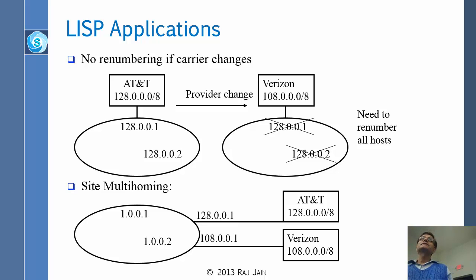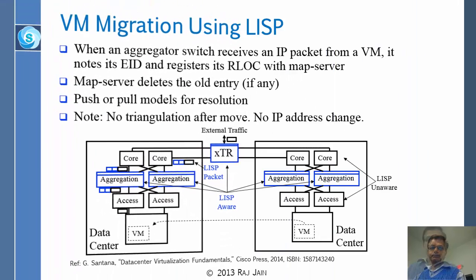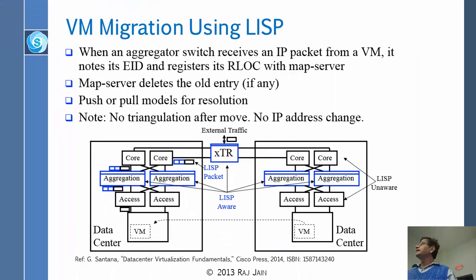Now with LISP, all this is gone because you don't change any of your addresses. These locators are basically what the rest of the world uses, and so you can go from carrier to carrier. So now, what is the application in the data center? This was actually invented for the outside world, for the WAN traffic, but now we are using it inside the data center.